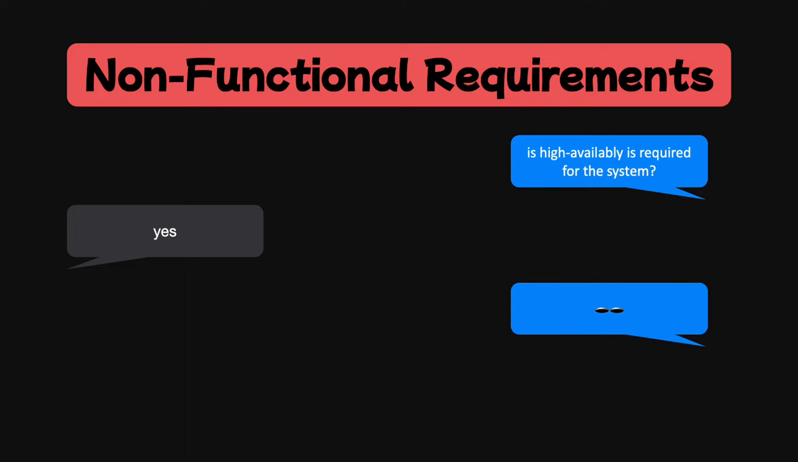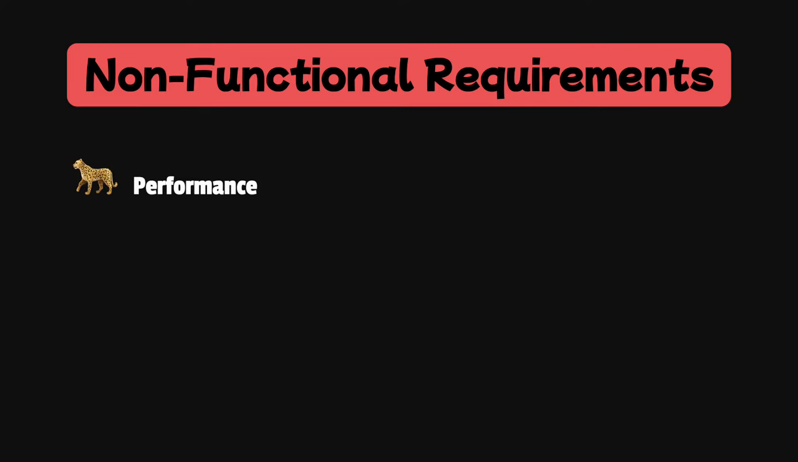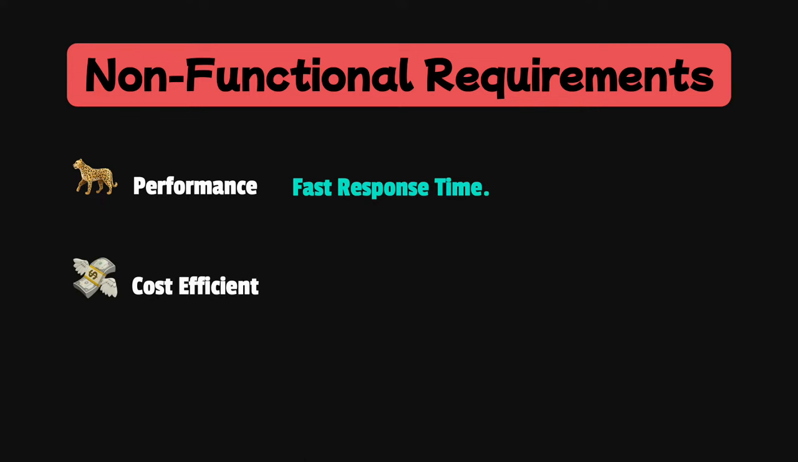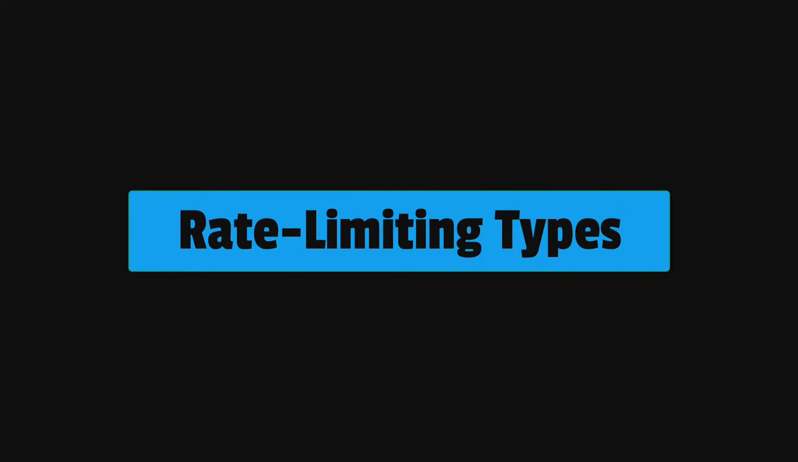Other requirements can be related to performance. When we add a rate limiter, we should be careful not to add substantial latency to the request. The user experience should not suffer. Other requirements might be related to cost efficiency. For instance, to use as little memory as possible.